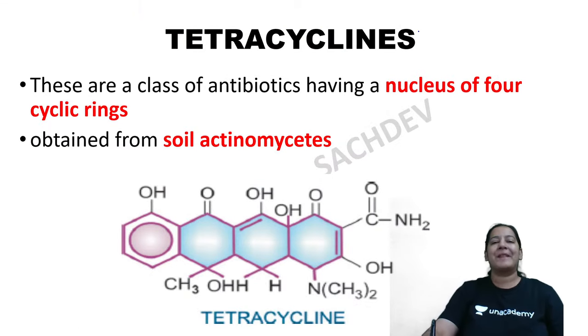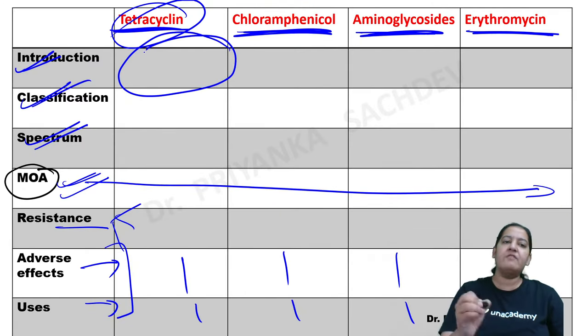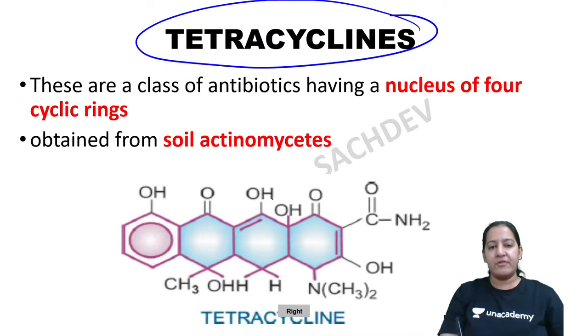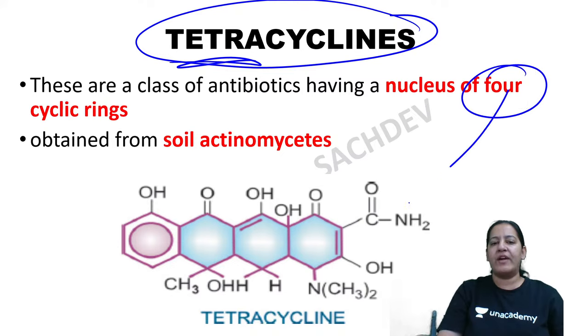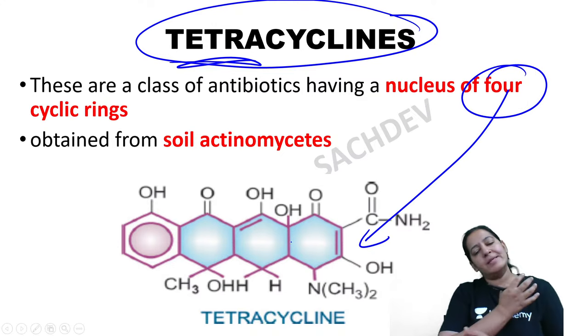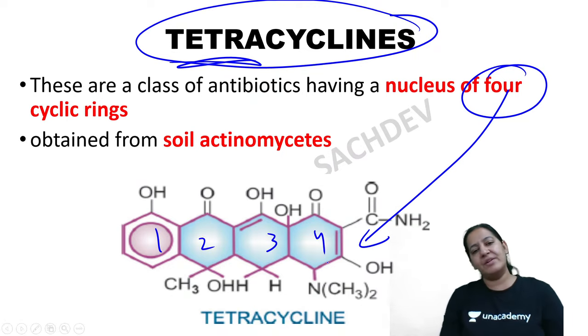Start the first chapter. Tetracycline. In the introduction, write down why tetracycline is known as tetracycline. What is the structure? Draw the structure here. Tetracycline, you can see it is known as tetra. Tetra means four. It is having four rings, four benzene rings. That's why it is known as tetracycline. 1, 2, 3, 4. Four benzene rings are present in the structure. That's why known as tetracycline, right?